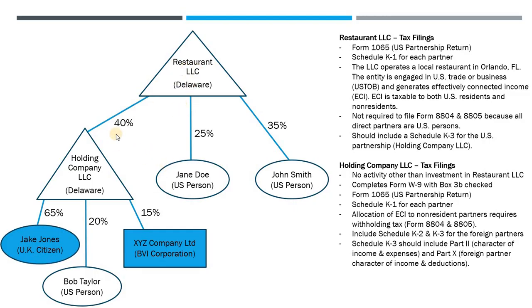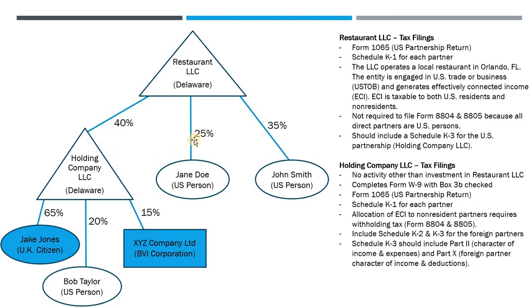So in this structure chart, we have two partnerships. We have this partnership up here, a domestic partnership. It's a Delaware LLC that operates a restaurant locally, a local restaurant in Florida. So this is a restaurant that's operating a U.S. trade or business. Now this restaurant has 3 owners. 2 of them are individuals, Jane Doe and John Smith, who are U.S. persons. And then the third partner is another partnership. And it's a domestic partnership, right? We have Holding Company LLC, a Delaware entity.